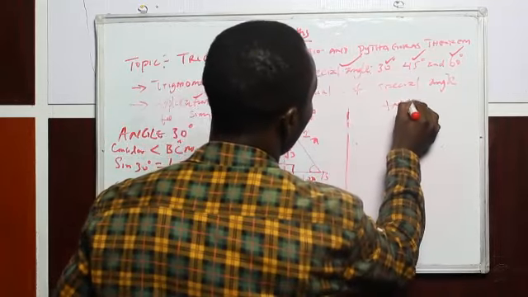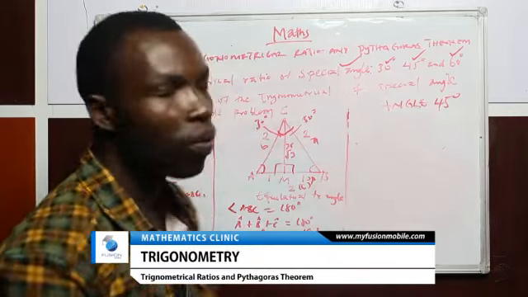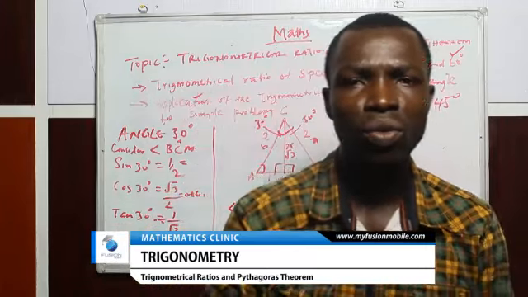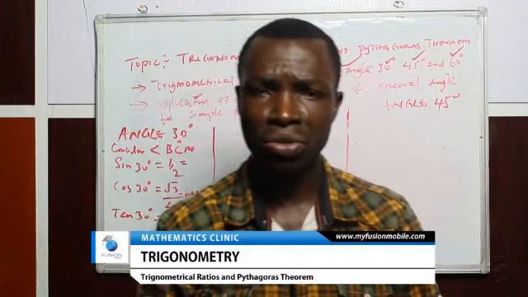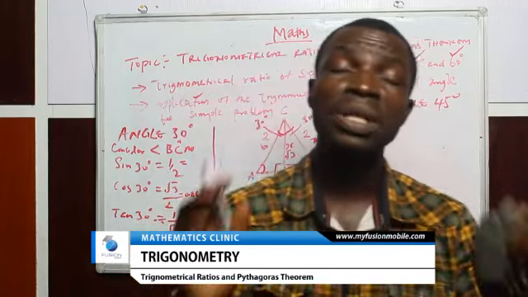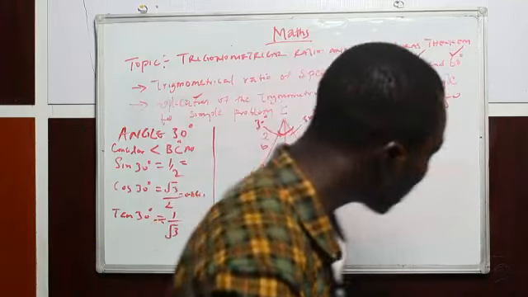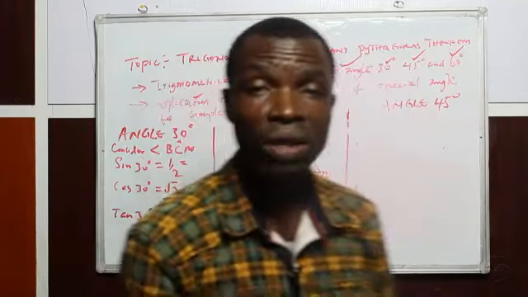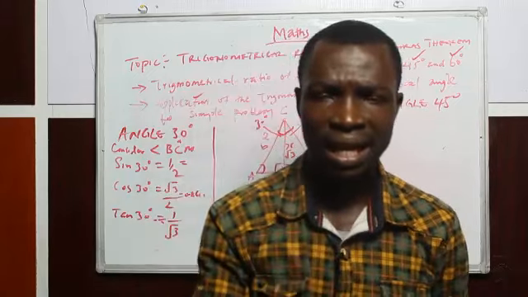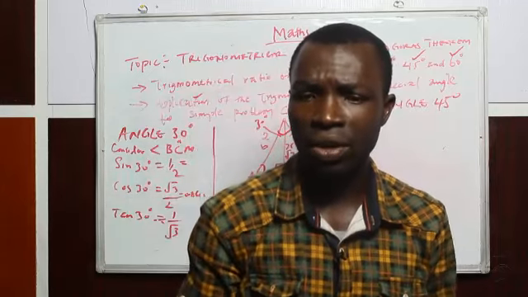Angle 45 degree. Now, when we want to find angle 45 degree using trigonometrical ratio, there is a special triangle we have to use. And this special triangle is called isosceles triangle. Many of us know different kinds of triangle that I have explained earlier, but the word isosceles means that two sides are equal.